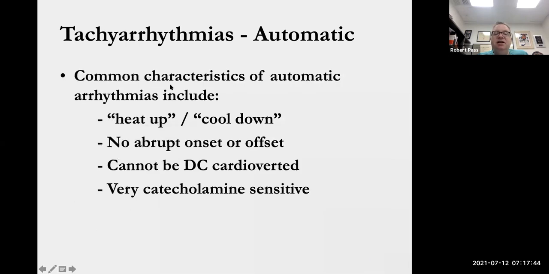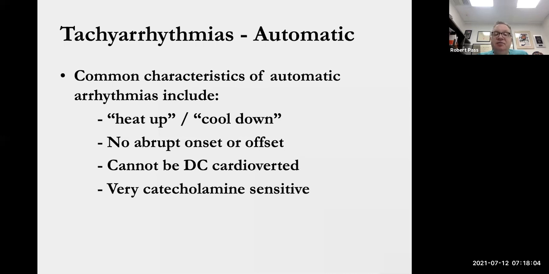And some of the common characteristics of automatic arrhythmias are that they heat up and cool down. This is important because when you're called to assess a tachycardia, you want to look at the heart rate trend in order to see how this rhythm started that you're looking at or being asked to assess.